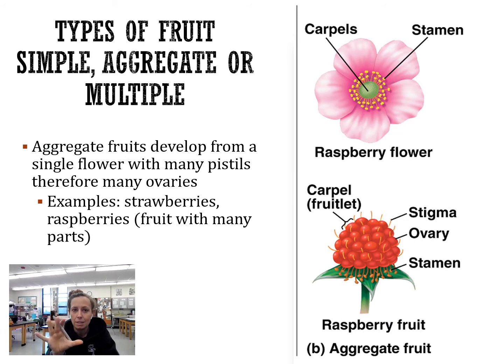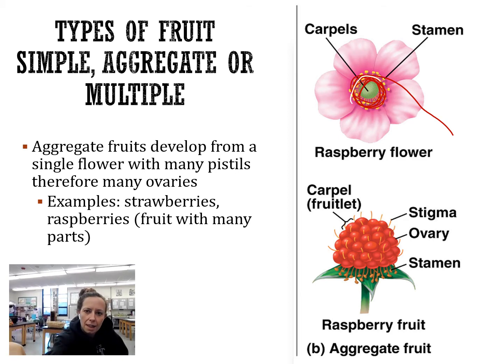Our next one is going to be an aggregate fruit. So in an aggregate fruit, the fruit develops from a single flower that has a bunch of pistils. So if we look, right, we have a bunch of different pistils from this flower. So in here, in that area right there, you can't really see it because I'm writing in red, I guess that's a bad color.